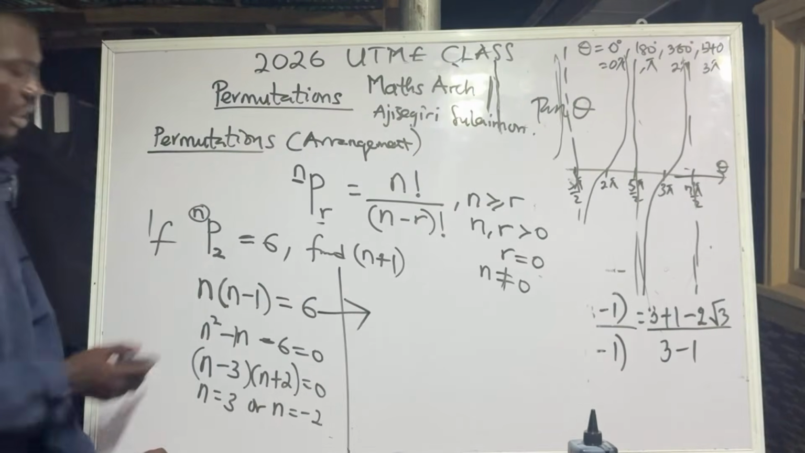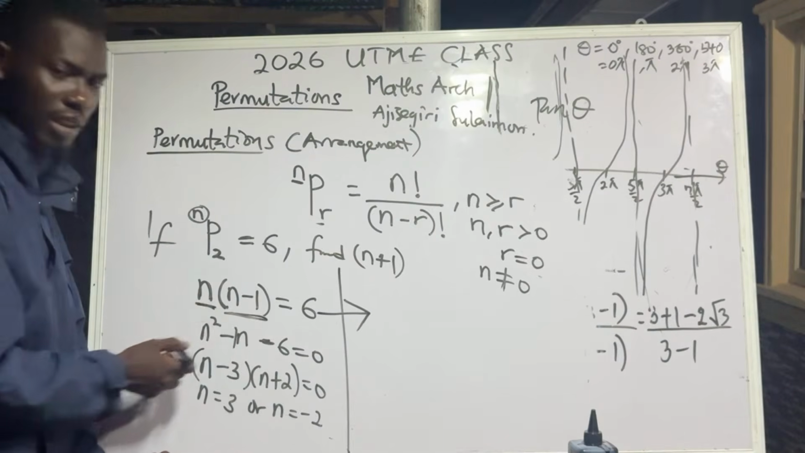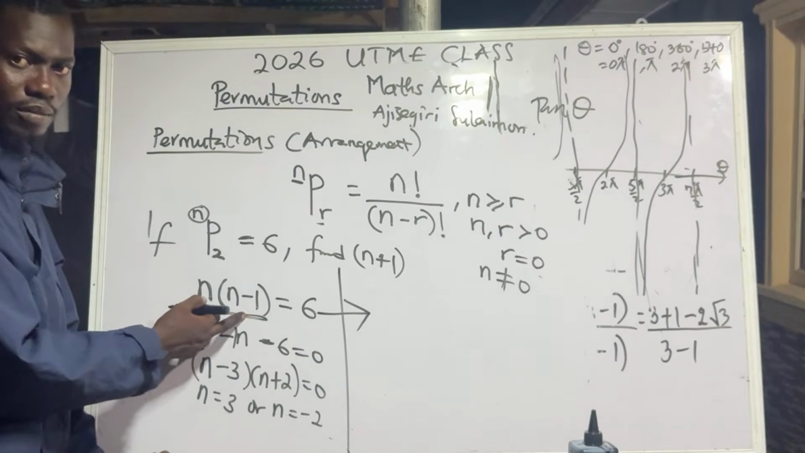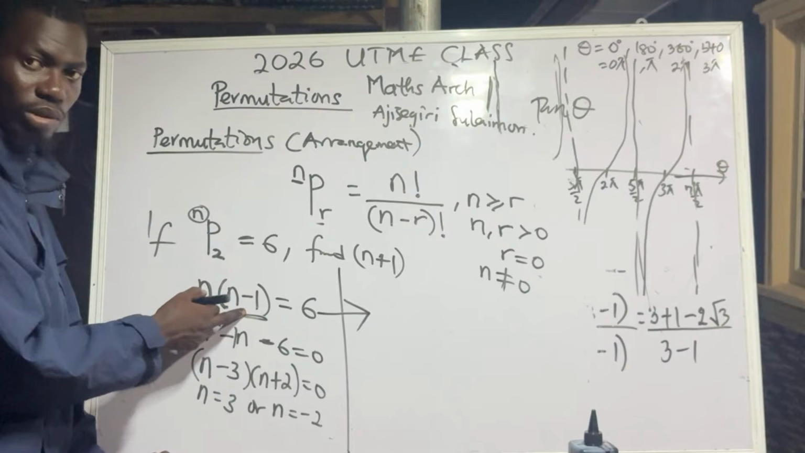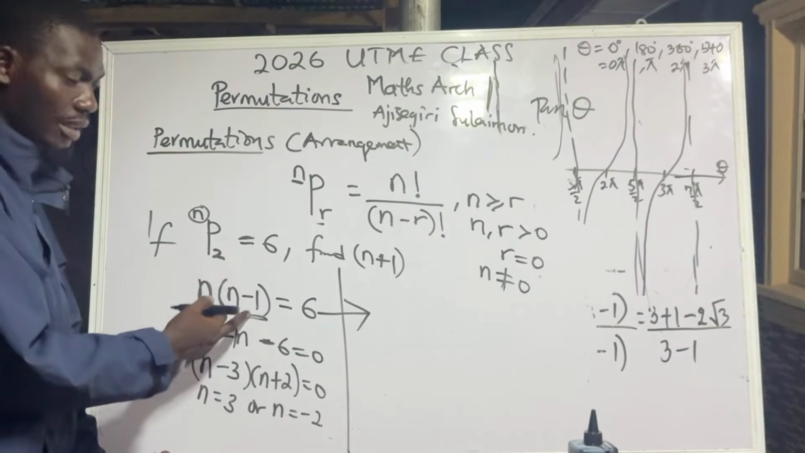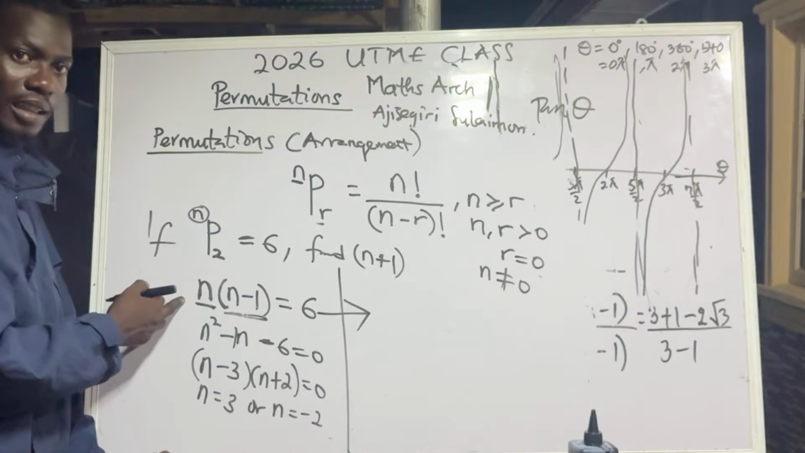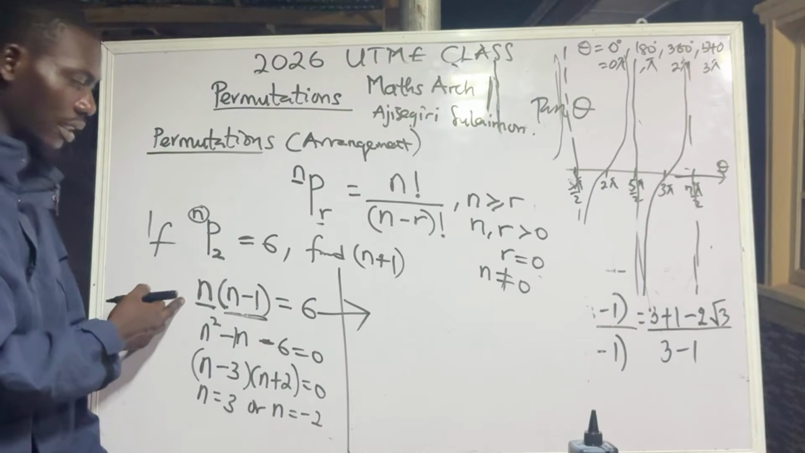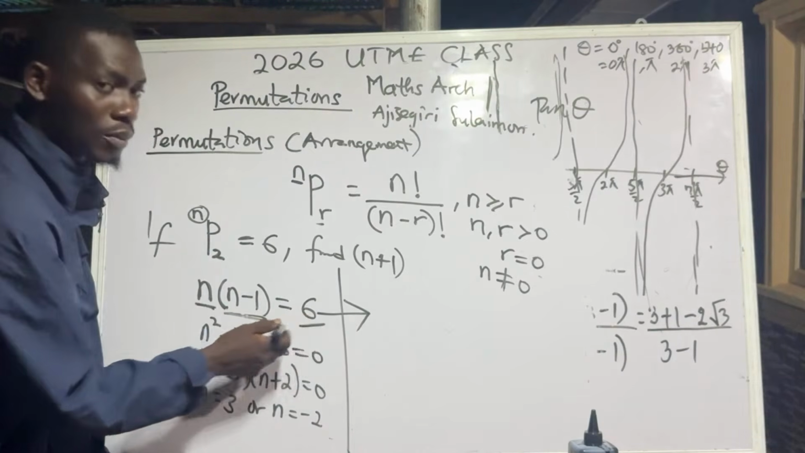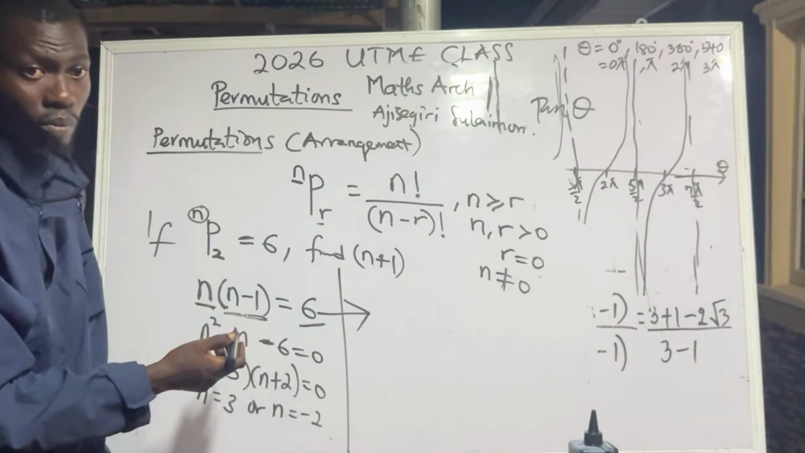You know what they will do? This one is consecutive numbers, n and n minus 1. Between n and n minus 1, which one is bigger? n, because n minus 1 is one less than n. Do you understand? So how do I write 6 as a product of two consecutive numbers?